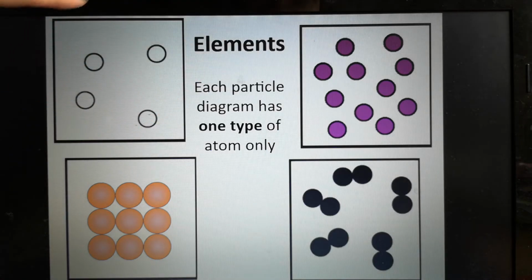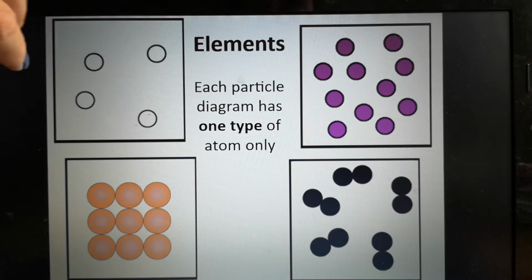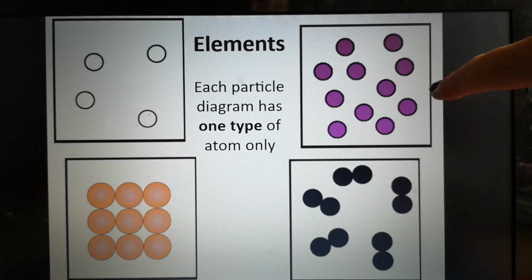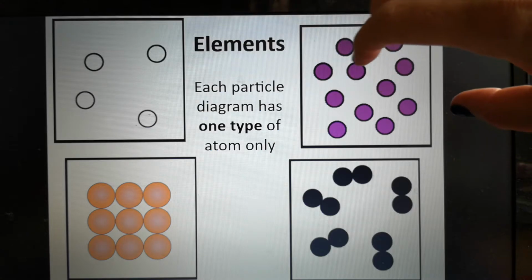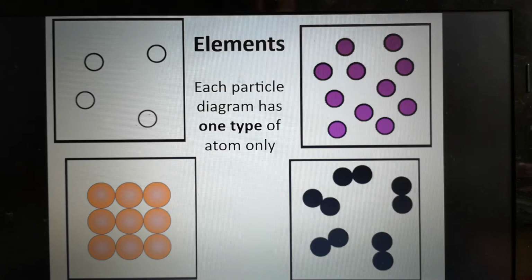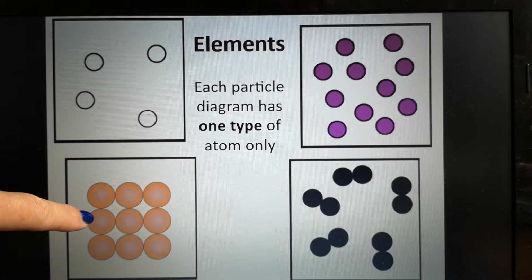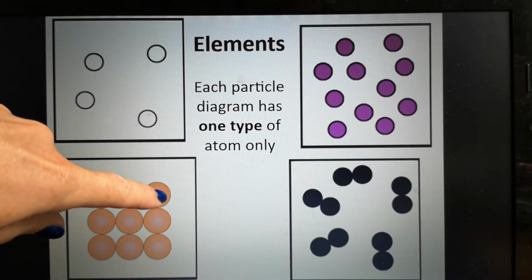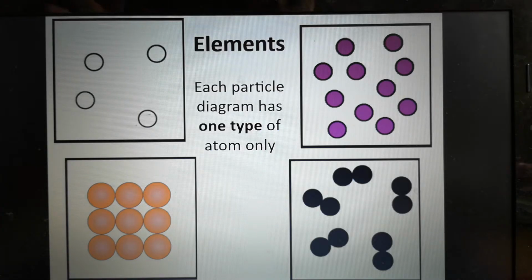This is a gas element because they're far apart. Remember that? When we draw our particle diagrams and the balls are far apart, that means it's a gas. This is an element, and it's a liquid because the balls are fairly far apart, but not as much as a gas. This is a solid element. This is gold, and you can see that we've got this really tidy, neat arrangement in rows, which tells you that it's a solid.